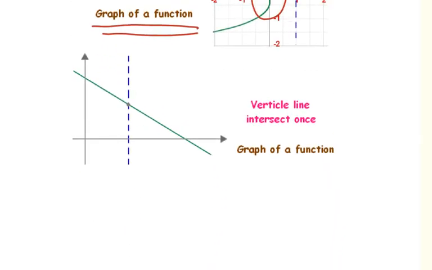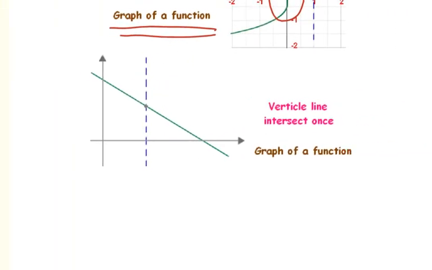And then the last thing we'll look at is a basic line. It's a line with a negative slope. A vertical line, anywhere you dropped it down along that line, would only intersect once, so it is the graph of a function.